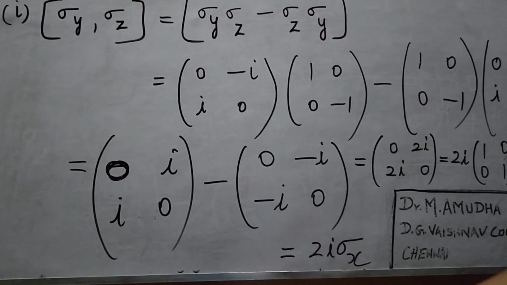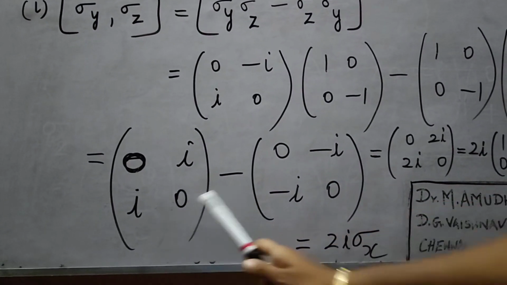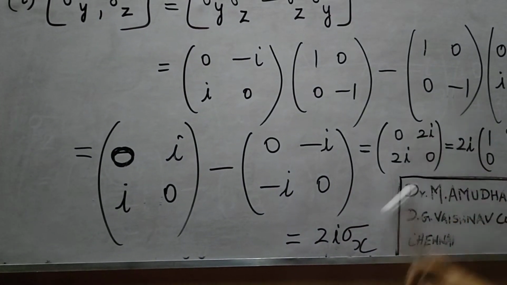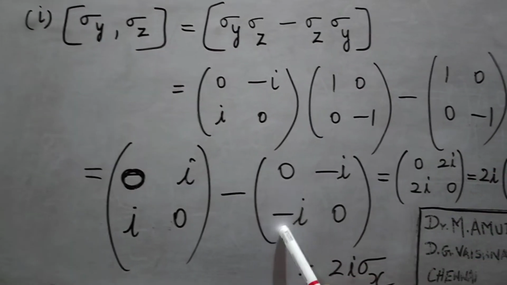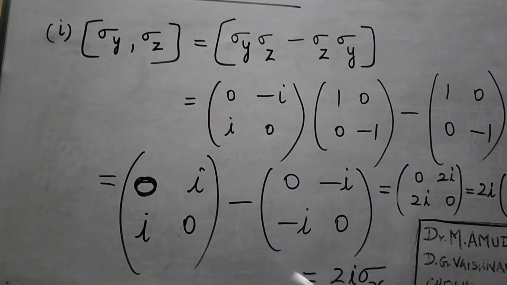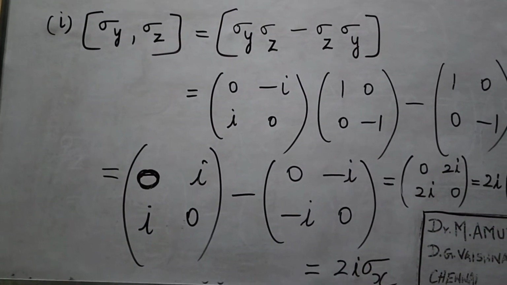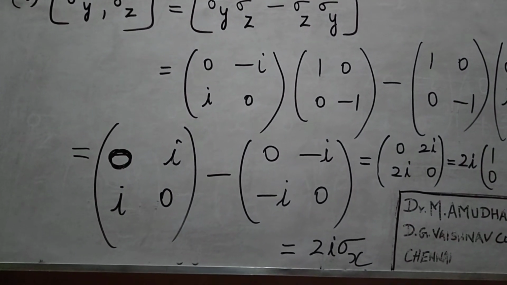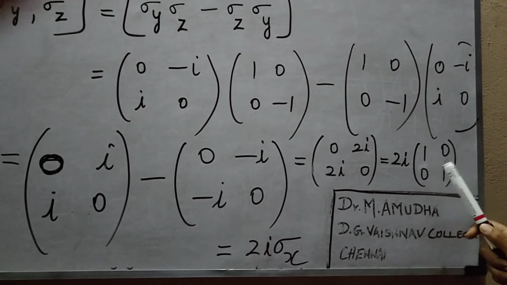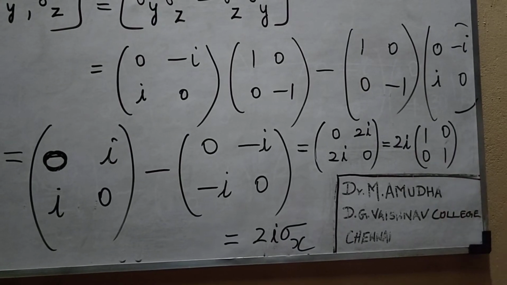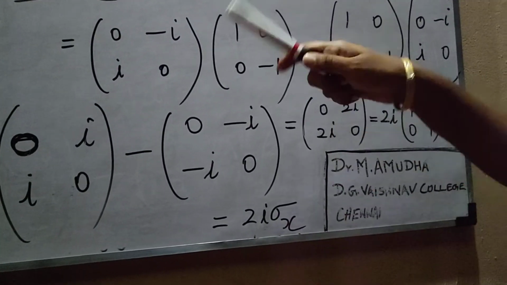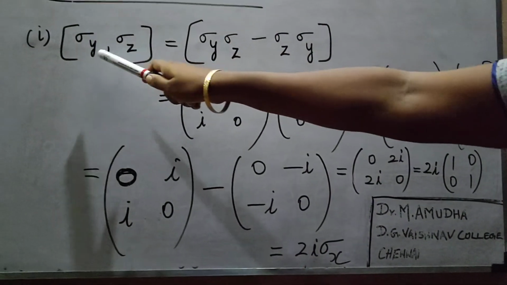And now what you have to do is subtract these two matrices. When you subtract these two, 0 minus 0 is 0. i minus of minus i becomes 2i. And similarly, i minus of minus i also gives 2i. 0 minus 0 is 0. So you'll get the answer for this matrix subtraction as 0, 2i, 2i, 0. Take 2i as a common factor outside. Within the matrix, the elements are 0, 1, 1, 0. Already you know, it is nothing but the sigma x operator. So 2i sigma x is the solution for the commutation relation of sigma y along with sigma z.